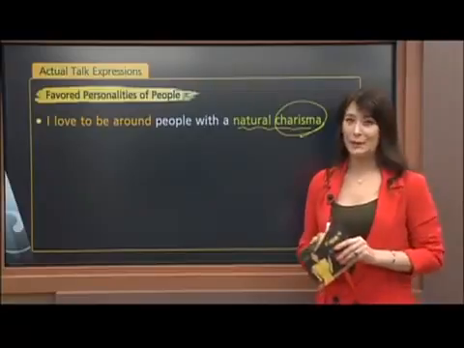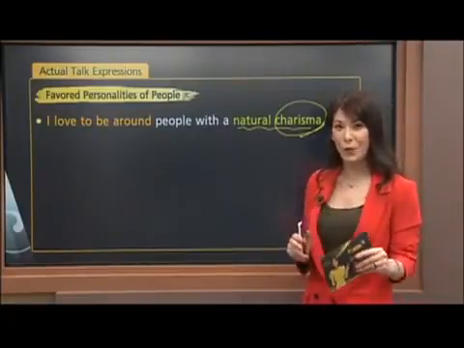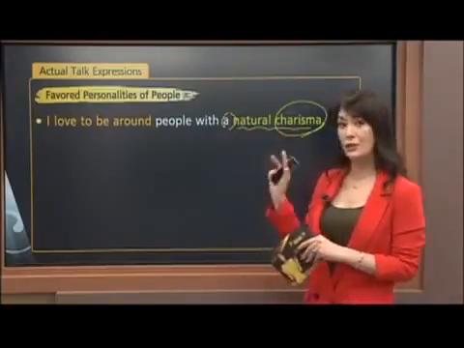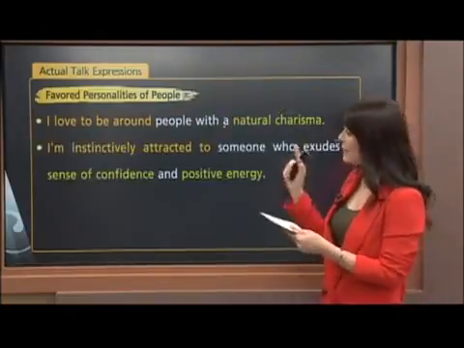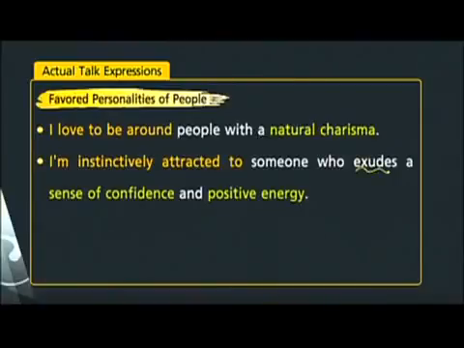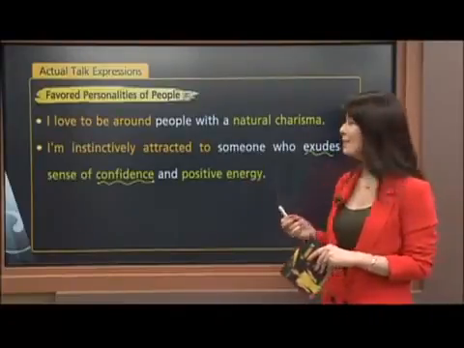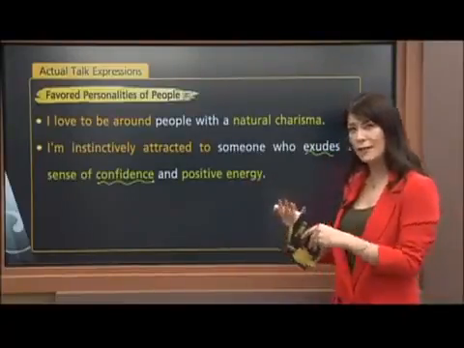When you don't know what it is about a person that you like, but somehow, for some reason, you like him or her, you can say, well, I like her because she has natural or unnatural charisma. You can either use A or take it out, okay? Keep that in mind. And then you can say, I'm instinctively attracted to someone who exudes. Exudes means to give off a sense of confidence and positive energy. This is, once again, a simpler way to say this: I'm instinctively, all of a sudden or right away, attracted to someone who gives off a sense of confidence and positive energy.